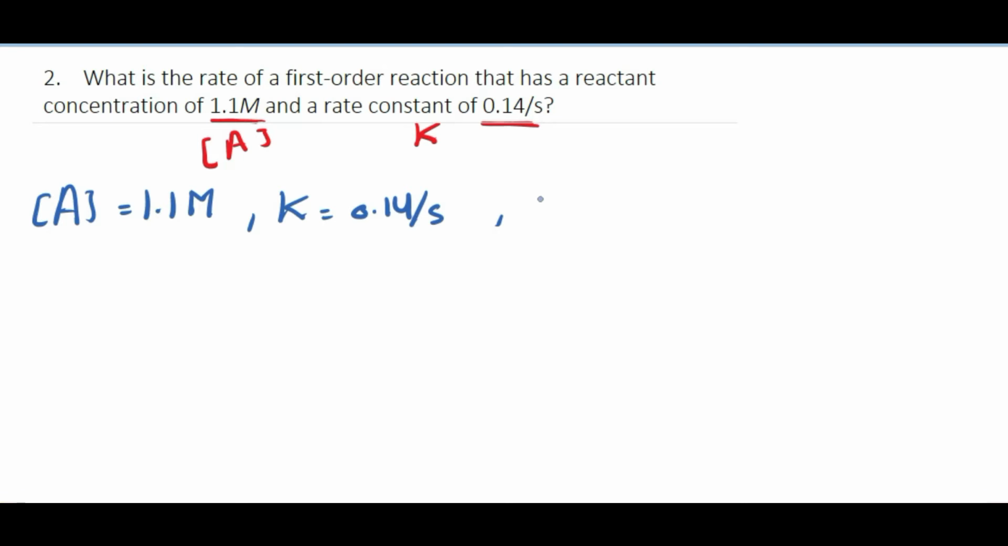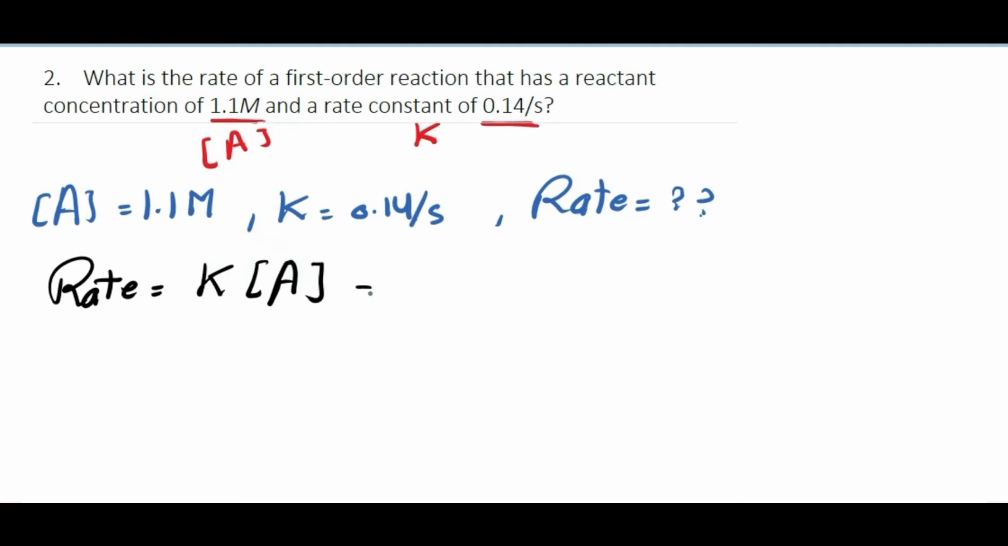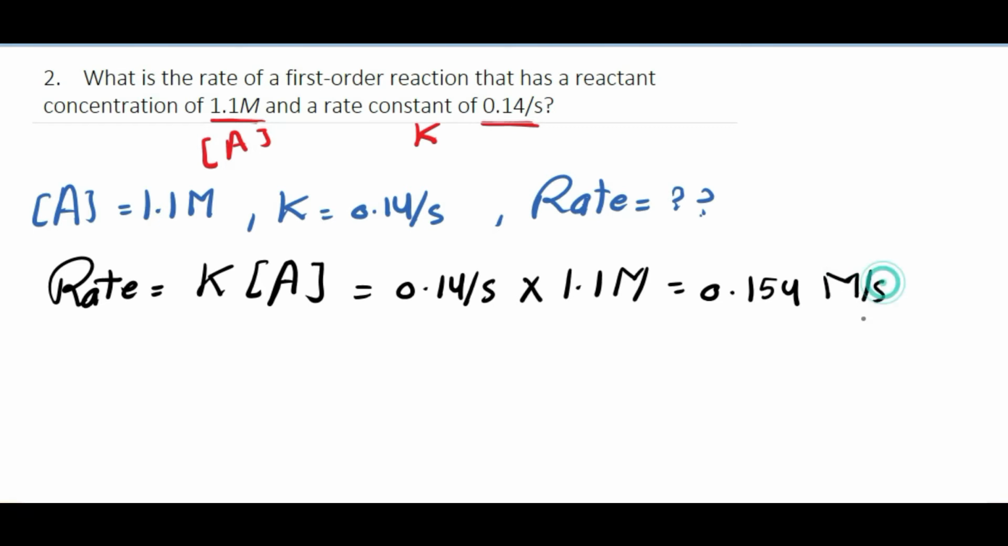He asked you about the rate. The rate will be unknown. So how can we solve it? The first step, yes, you will write the equation. Rate equals the constant multiplied by the concentration. Here, the constant will be 0.14 per second, multiplied by 1.1 molarity. The final answer here will be 0.154, and the unit here will be molarity per second. So here is the answer for the second problem.